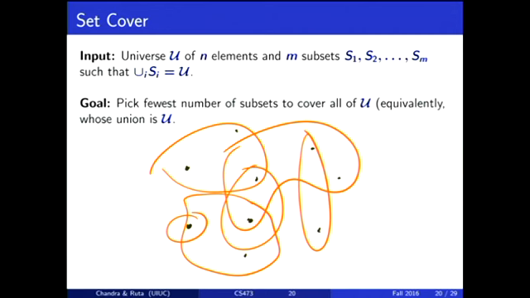Okay. So these are the points. These are sets, right? Each shape is a set, right? It covers some points, right? Okay, so it's abstract and that's why it is powerful. Here, it's nice to see a concrete example, right?